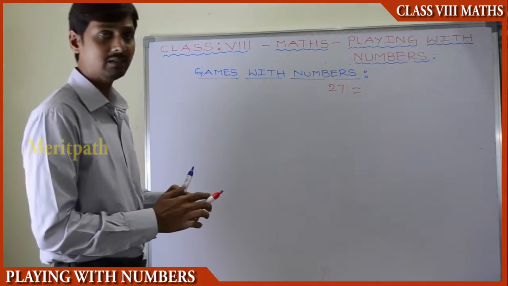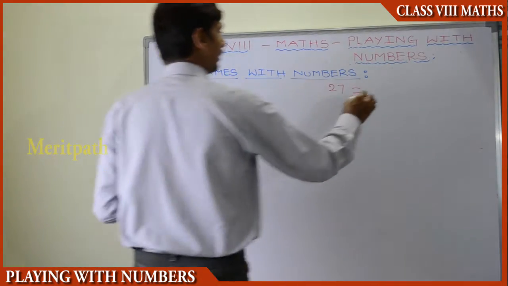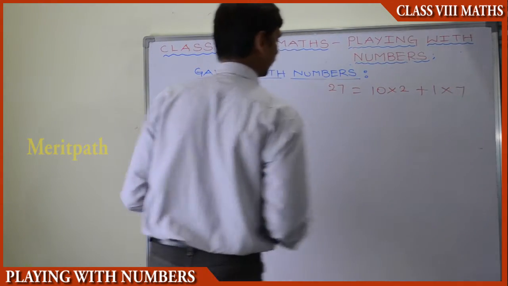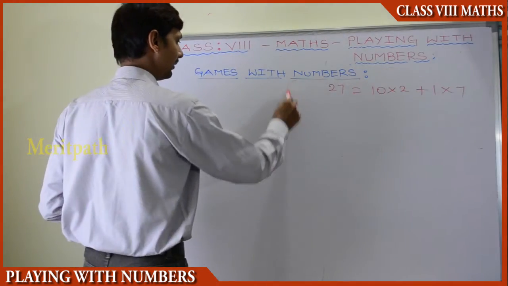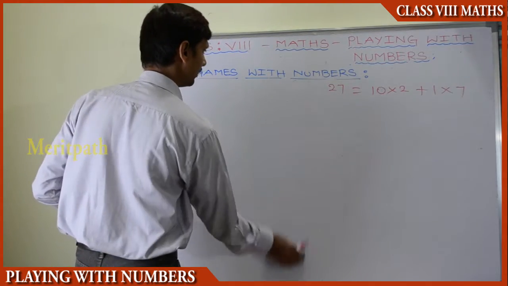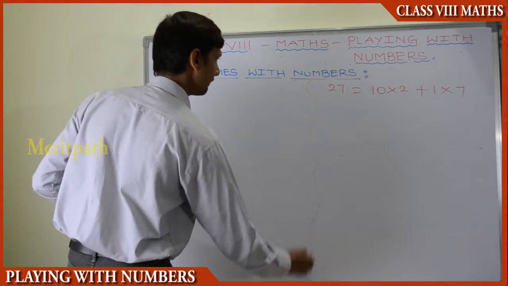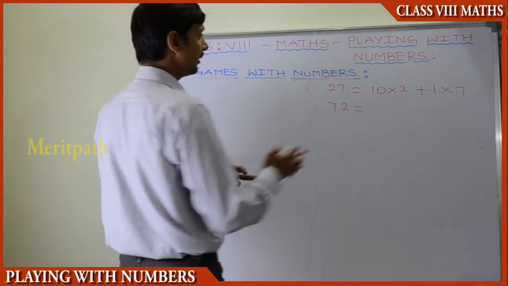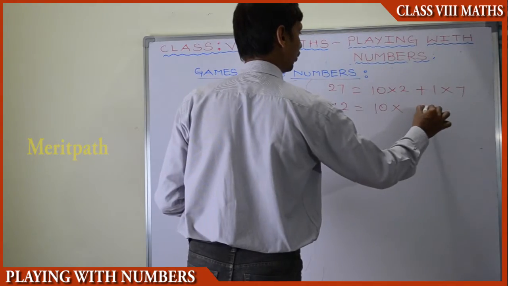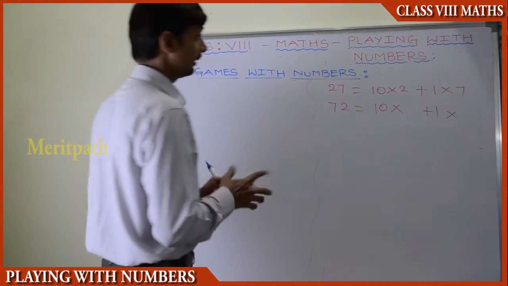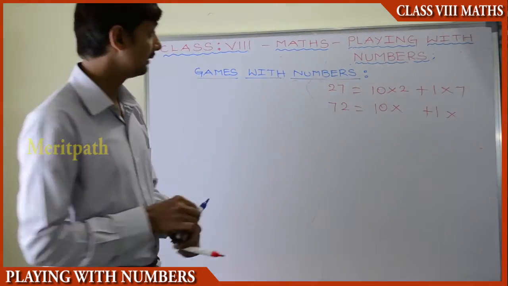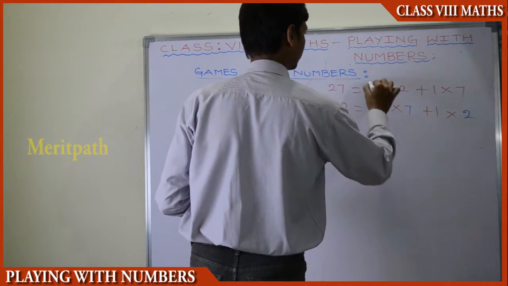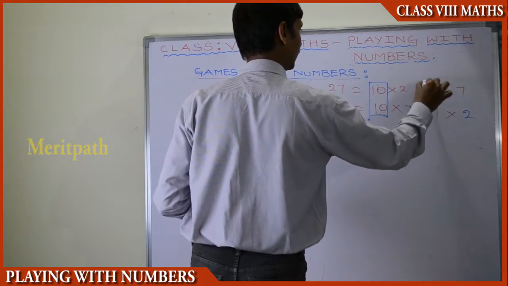Let's take 27. So here the tens are 2 and the ones are 7. After that, we have reversed the digits of this number. Then we get 72. The tens and ones places are constant, but the digits are reversed. So 7 will come here and 2 will go there. These are constant, tens and ones.